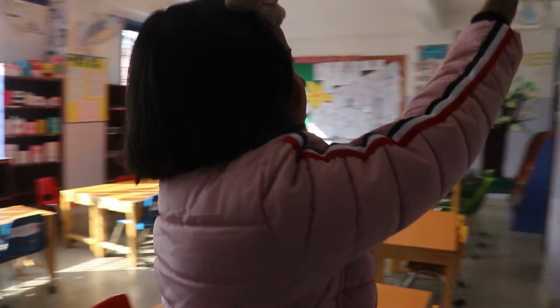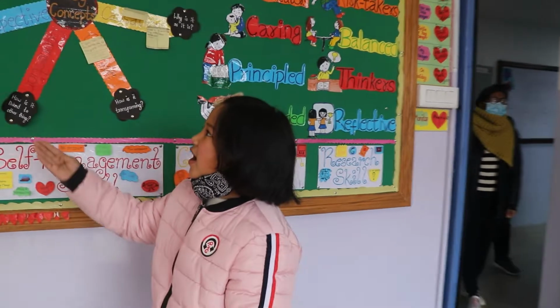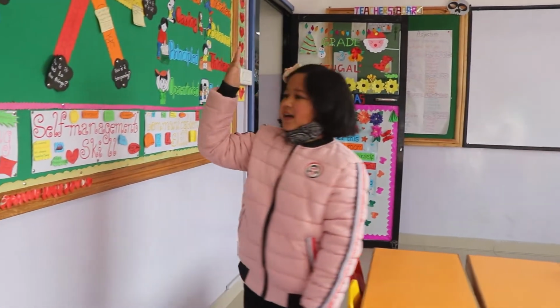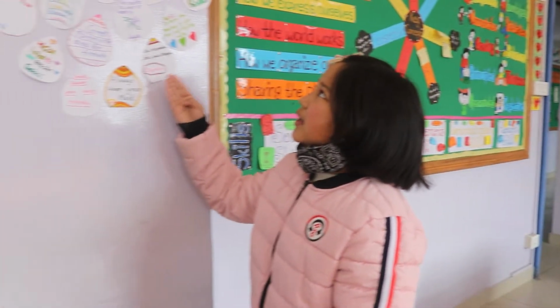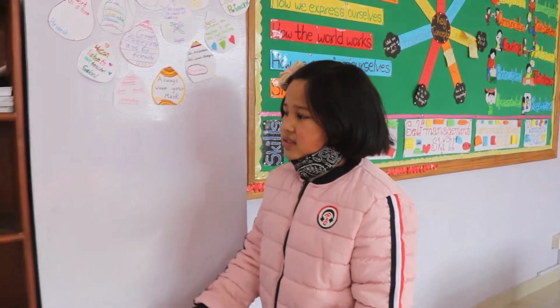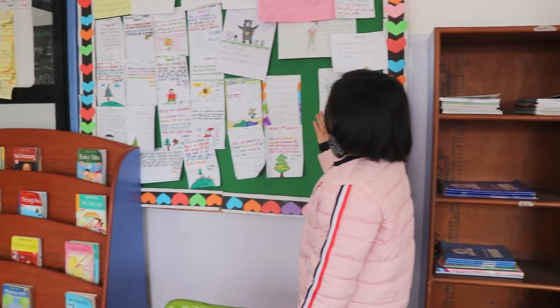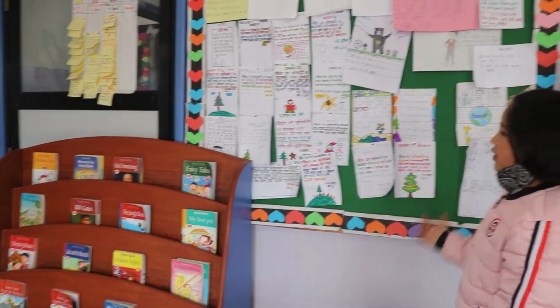Here is our essential elements board. On this essential elements board, there are theme, key concepts, learner's profile, and skills. Over here is our essential agreements. Here is our Nepali board. We did some activities during this Nepali board.